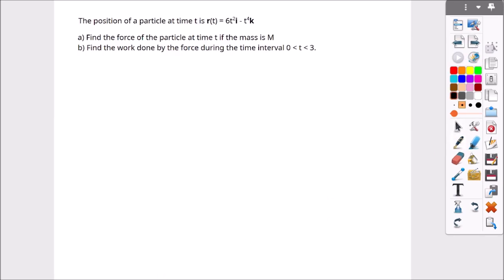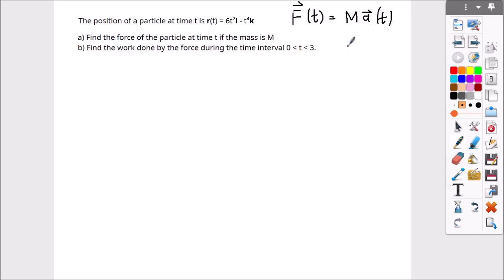You guys can finish the video right now, unless you want to watch this physics example as well. I think it's a little bit useful because a lot of this chapter is based on physics. Find the force of the particle at time t if the mass is M. Newton's second law says that the force at time t is equal to the mass, a scalar quantity, times the acceleration at time t.